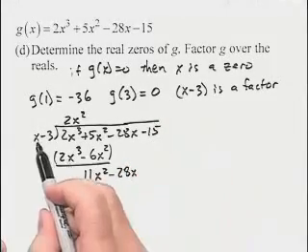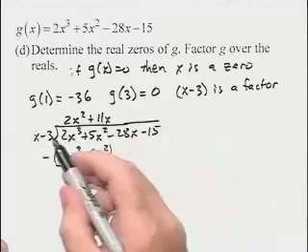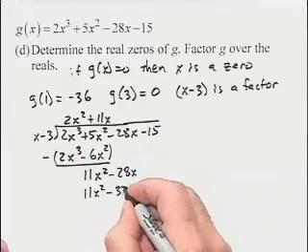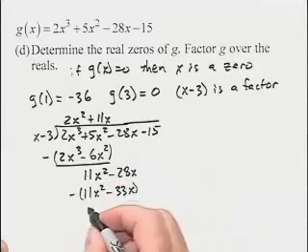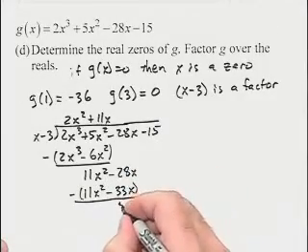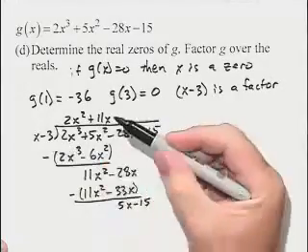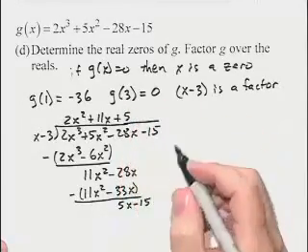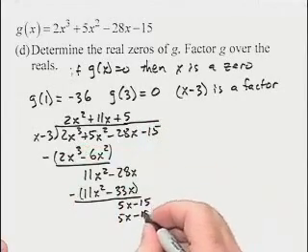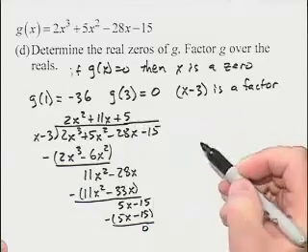To get 11x squared, we need to multiply x by 11x. 11x times x is 11x squared. 11x times negative 3 is minus 33x. Again, we subtract. We do our subtraction, we'll end up with 5x. Drop down our negative 15. To get 5x, we need to multiply x by 5, so we'll have plus 5. 5 times x is 5x. 5 times negative 3 is negative 15. We subtract that, and we get a remainder of 0, which we should if x minus 3 is a factor.